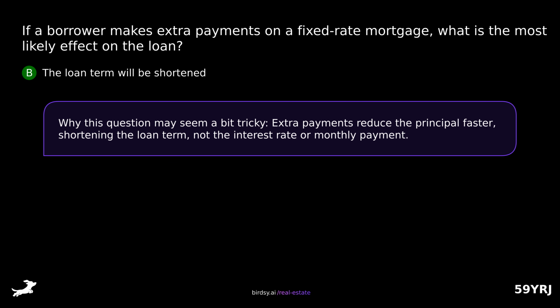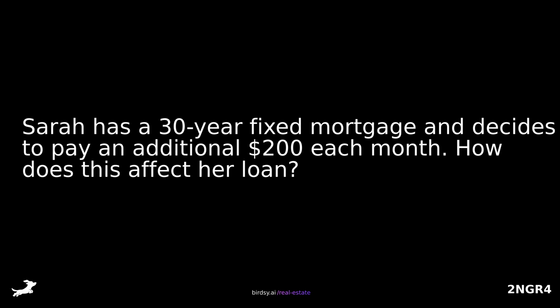Why this question may seem a bit tricky. Extra payments reduce the principal faster, shortening the loan term, not the interest rate or monthly payment. Sarah has a 30-year fixed mortgage and decides to pay an additional $200 each month. How does this affect her loan?